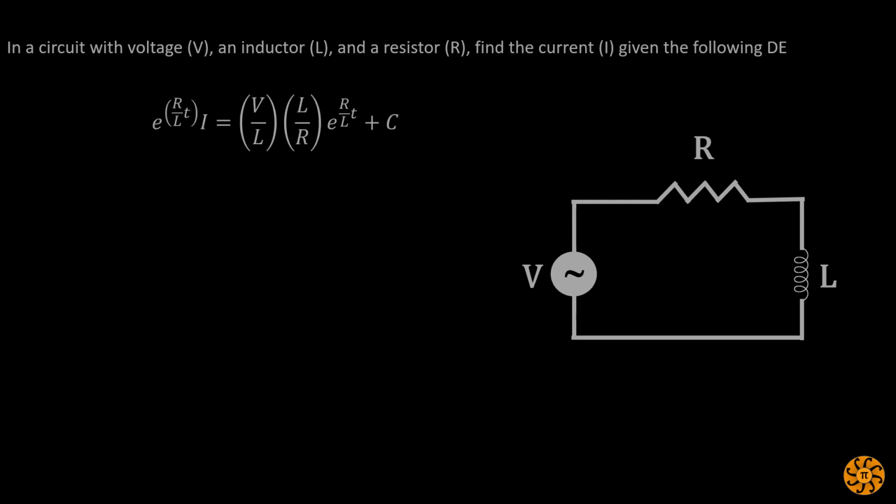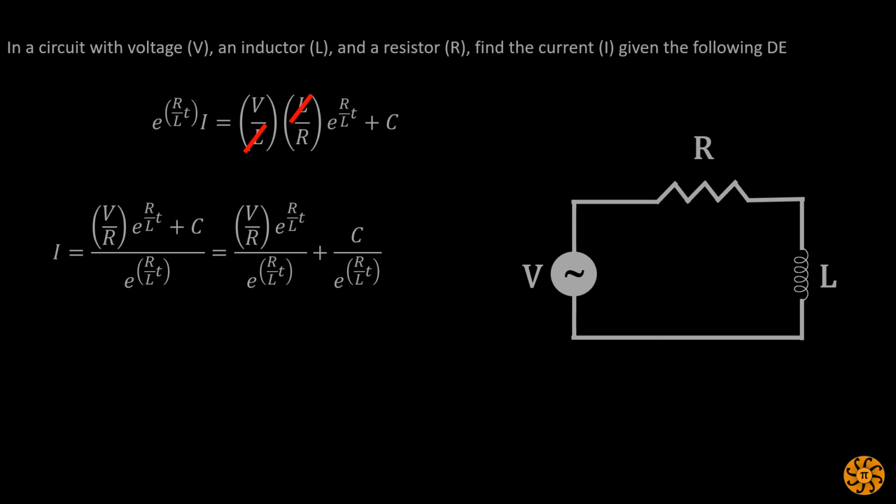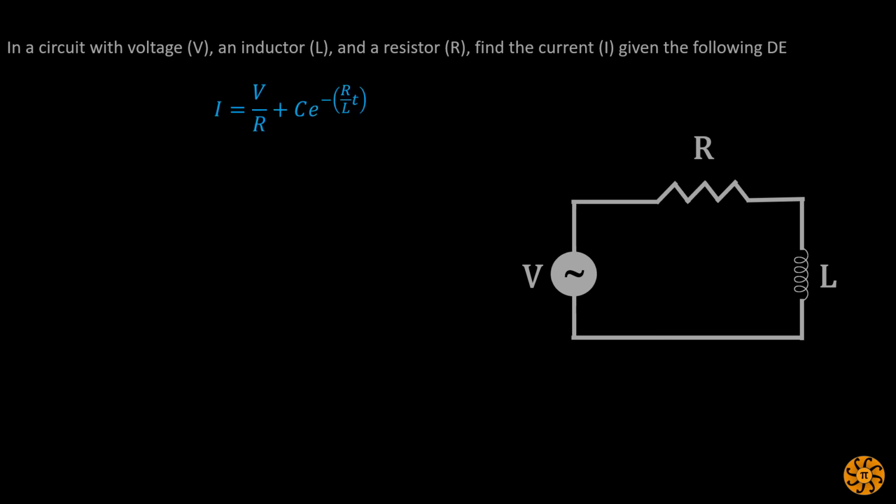Let's cancel the L's and divide by e to the RT over L to get the current by itself. The expression in the numerator can be split at the addition sign using properties of fractions. In our first term, e to the RT over L can be canceled. In the second term, the denominator can be expressed as e to the negative RT over L. Now we have a general solution to the problem.